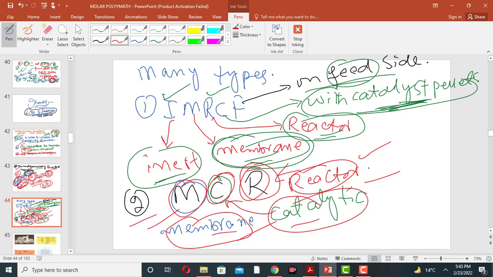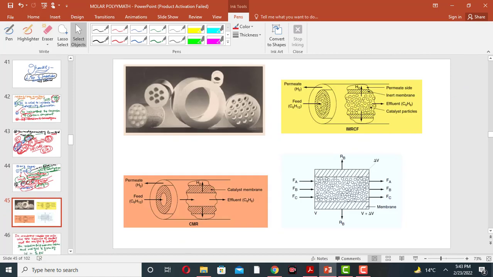Or in some cases we apply catalyst particles on the membrane surface to react with the reactant molecules. So sometimes the membrane itself acts as a catalyst. In some cases we apply a certain catalyst molecule or catalyst particle on the membrane surface to react with the reactant molecule and form our product, which we want in our reaction.